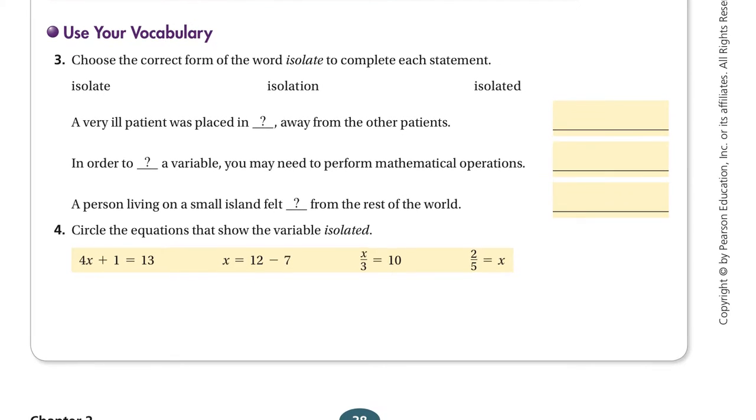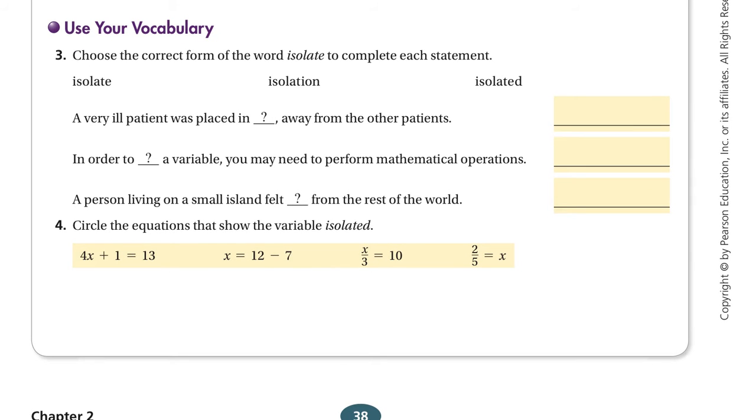So for number 3, it's just using that vocabulary in a context. It says choose the correct form of the word isolate to complete each statement. A very ill patient was placed in blank away from other patients. A very sick patient is placed in what's called isolation. In order to isolate a variable, you may need to perform mathematical operations. And finally, a person living on a small island felt isolated from the rest of the world. Isolate means get something alone by itself.